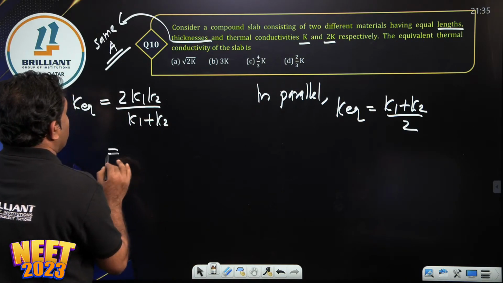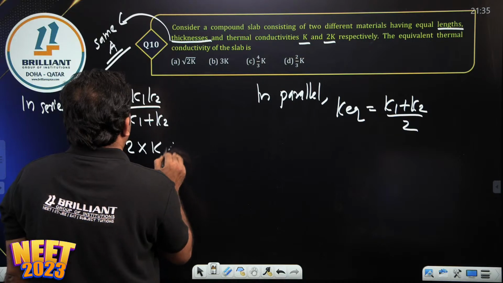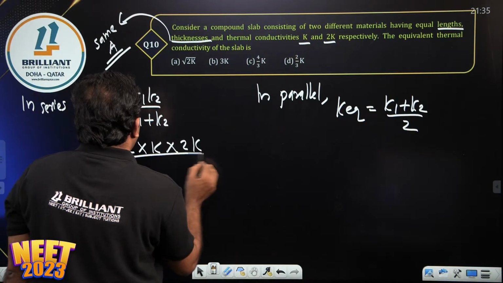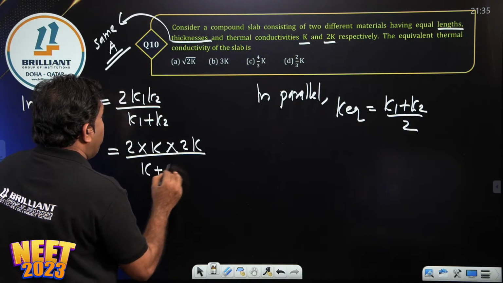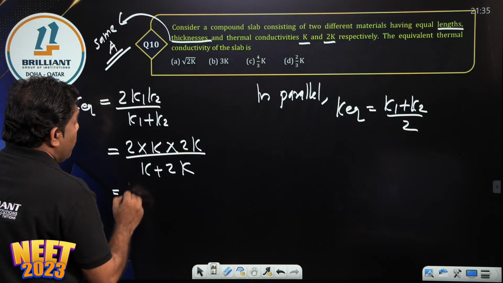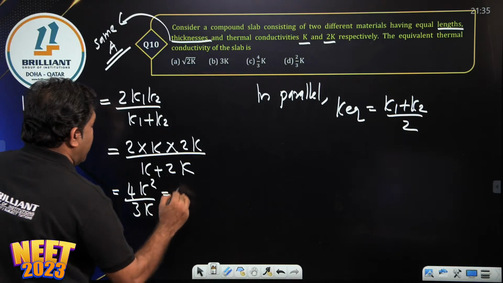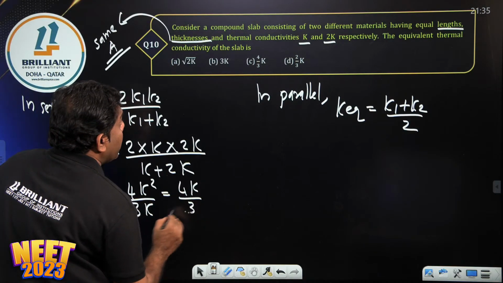Now we are going to series. So 2 into K1 is equal to K, K2 is 2K, divided by K plus 2K. So we can say that here 4K square divided by 3K, or that is 4K by 3.